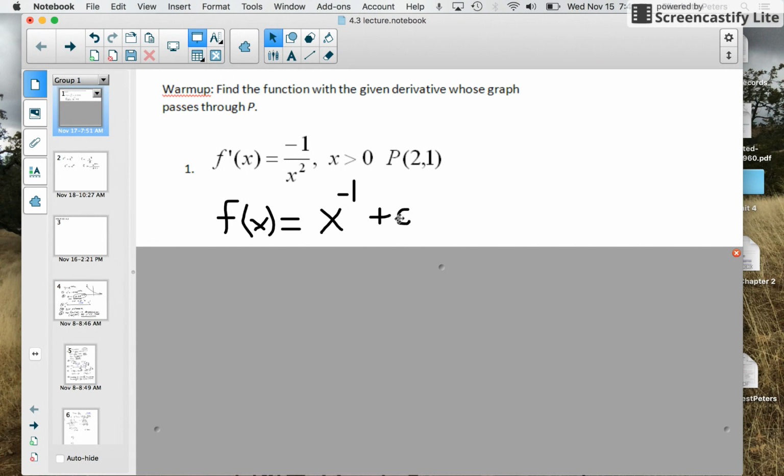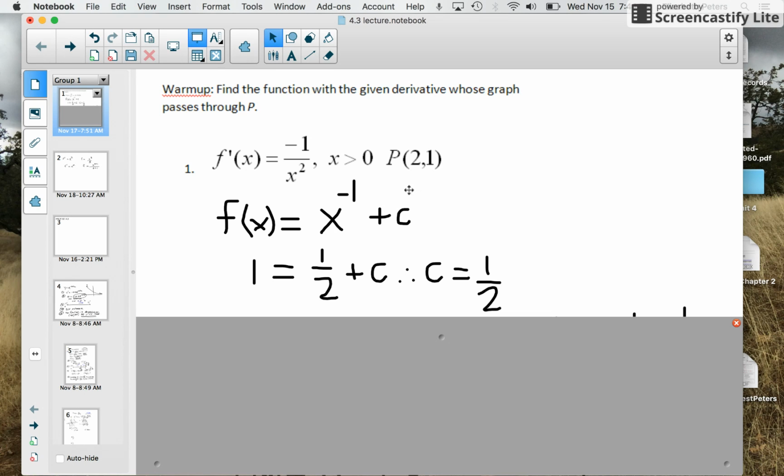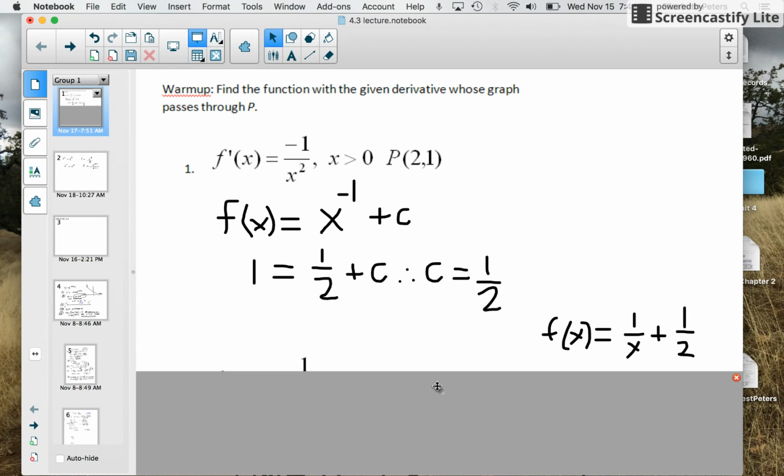Now remember, we have to add that constant because there's an infinite number of functions that have this antiderivative. We have to add this constant so we know exactly which one we're talking about. And that's where this point comes in. So the next thing that we do is we substitute 2 for x. So we've got 1 over x, and then 1 for y, plus c. We solve for the constant, therefore we get c equals 1/2. And so that tells us that our function is f of x equals 1 over x plus 1/2.